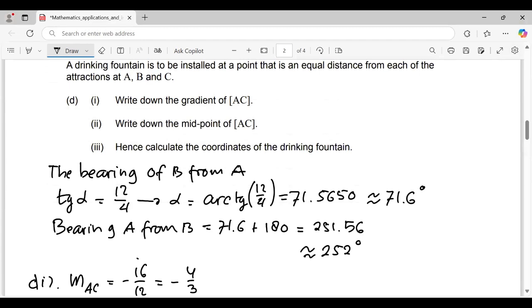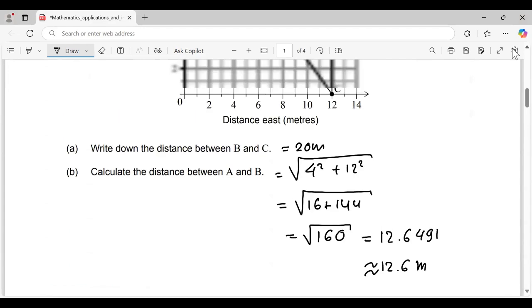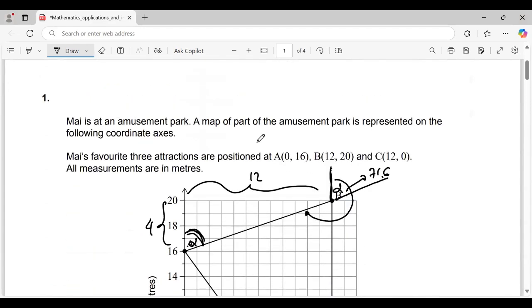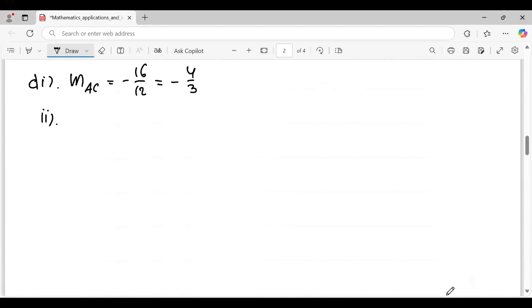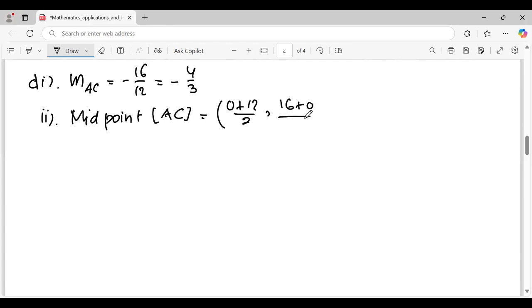Next, write down the midpoint of AC. We need to look at the coordinate points. A is 0, 16, C is 12, 0. Midpoint AC equals 0 plus 12 divided by 2, 16 plus 0 divided by 2. So 6, 8. This is the midpoint.